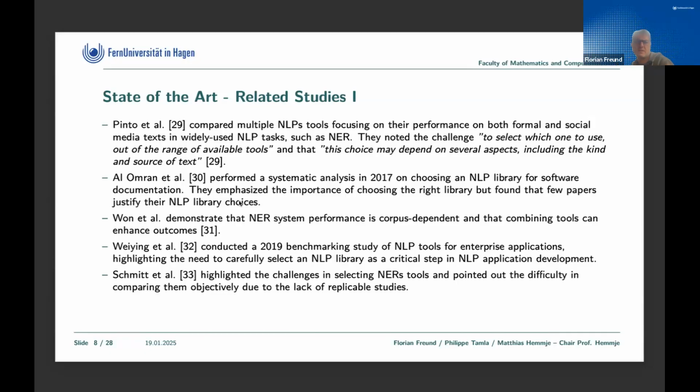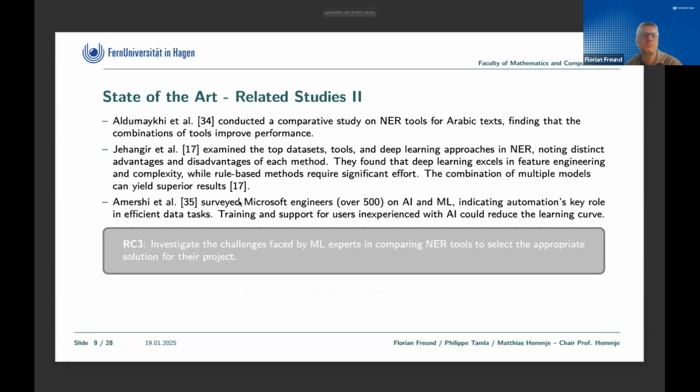Weying conducted a benchmarking study in 2019 and highlighted the need to carefully select an NLP library. Schmidt also highlighted the challenges in selecting tools and pointed out the difficulty in comparing them. Abdul-Maki conducted a comparative study for Arabic texts and also found that the combination of tools may improve performance. Hemmje examined top datasets and tools, and found that deep learning excels over feature engineering, and it is a complex area, and also the combination of models can yield superior results.